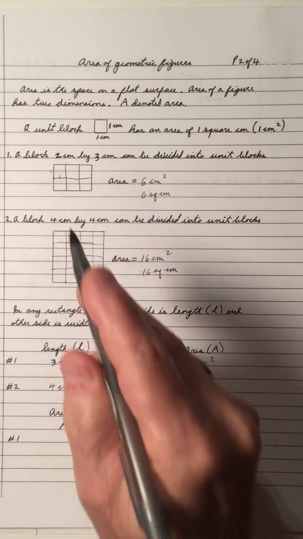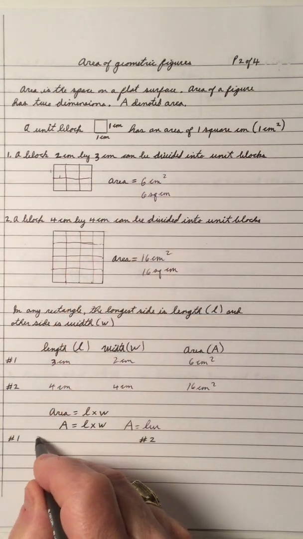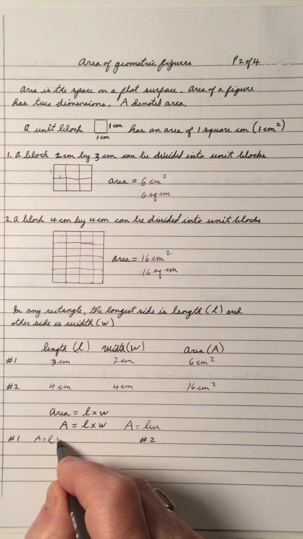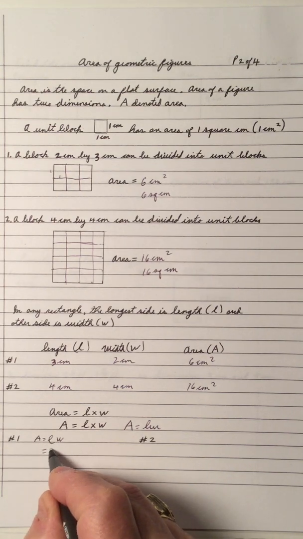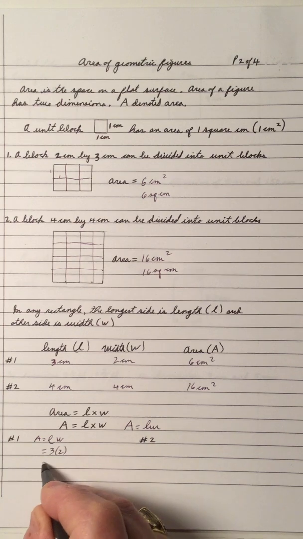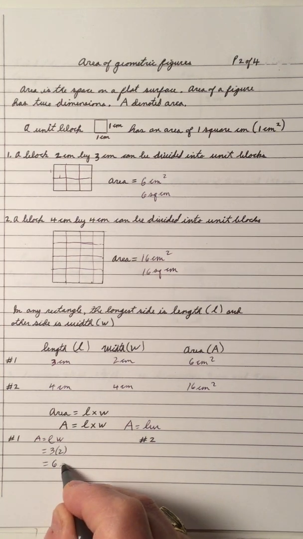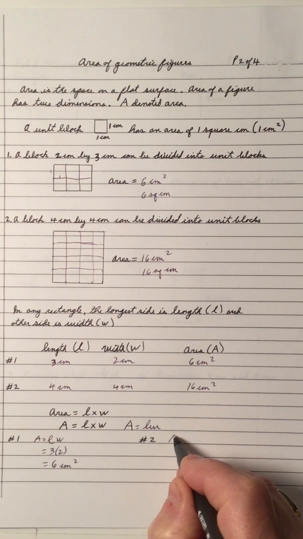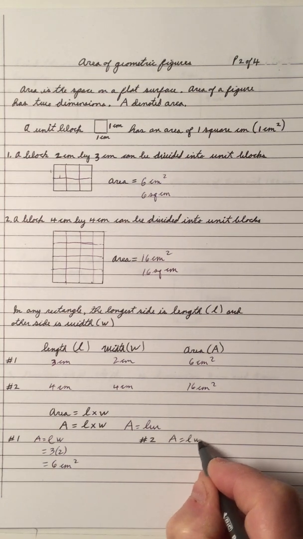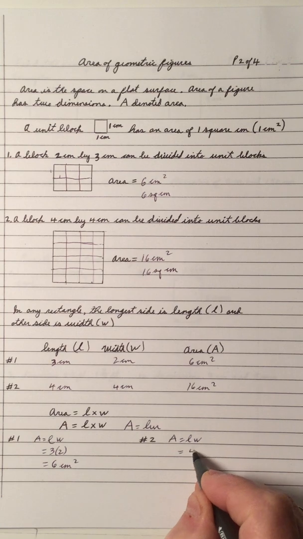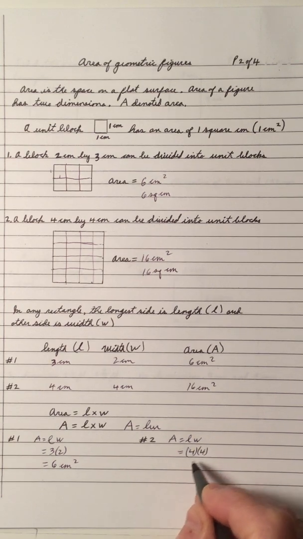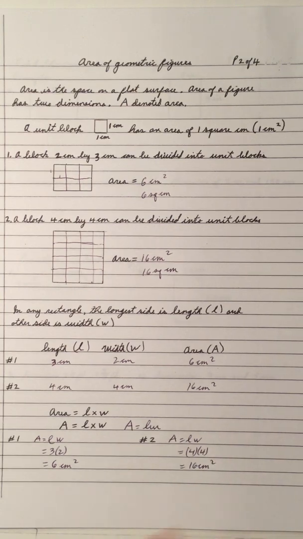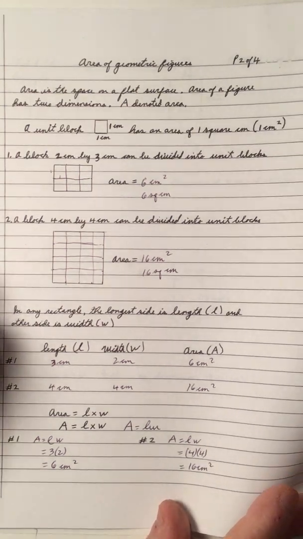So number 1 above is a 2 and a 3, so the area is length times width. The length is 3, the width is 2, that gives us 6, and we fill in the units after. And number 2, area is length times width, and the length is 4, the width is also 4, and we have 16 centimeters squared. Let's continue.